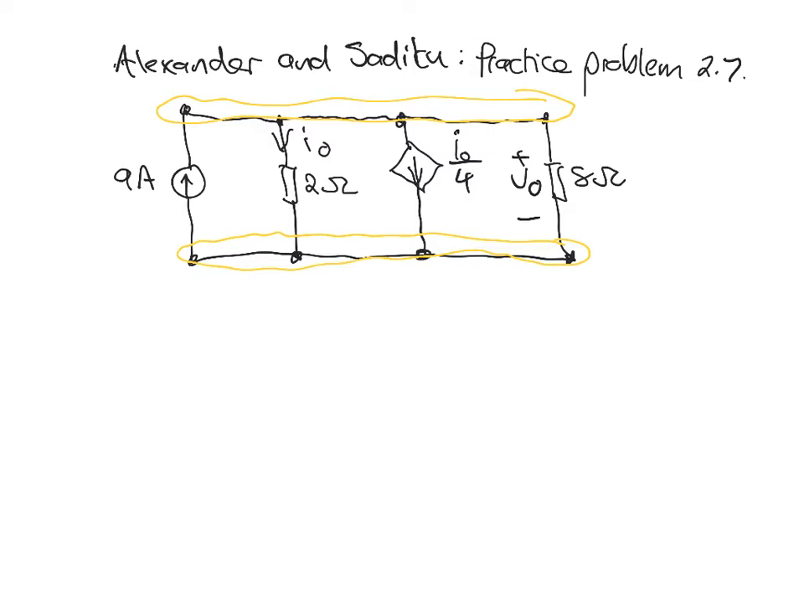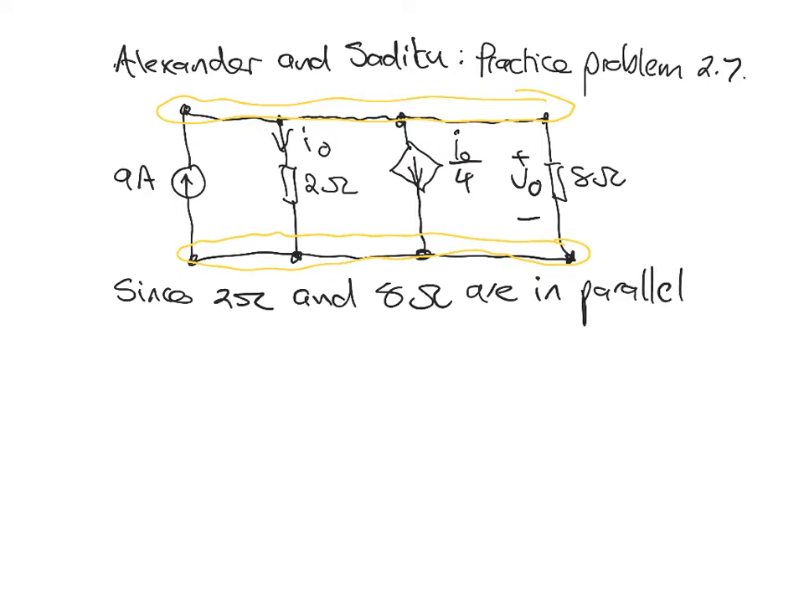Okay, so since the 2 ohm and the 8 ohm are in parallel, the current I_O, by Ohm's law, I_O is equal to V_O divided by 2 ohms, right? Everyone happy with that?